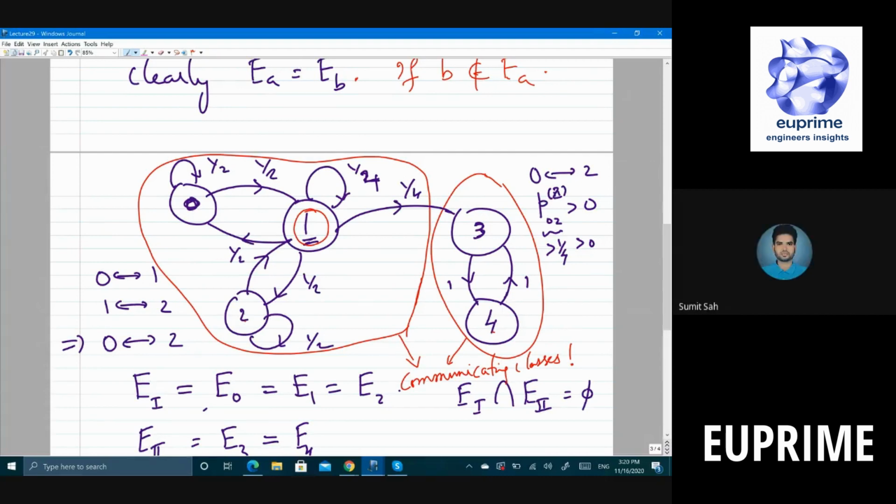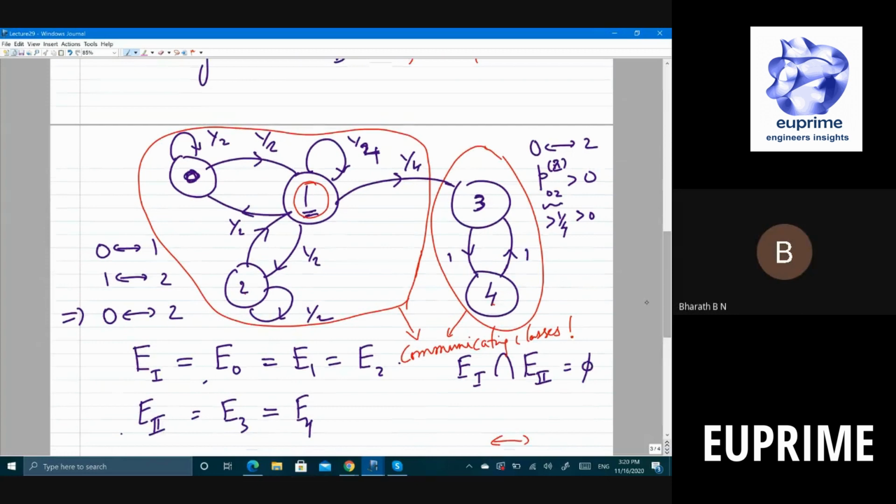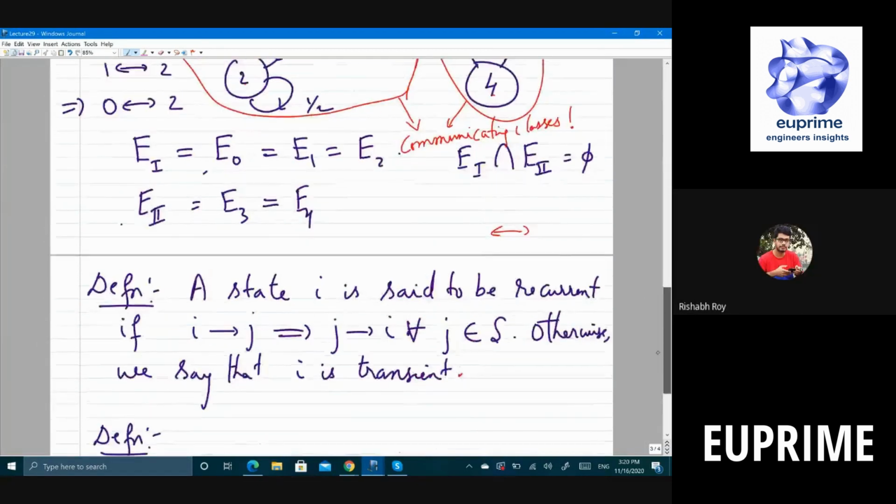One is recurrent, right? One is not recurrent. Do you agree? Yes, sir. Yeah, because if it is recurrent, then it has to be 3 to 1 also. Yeah, exactly.